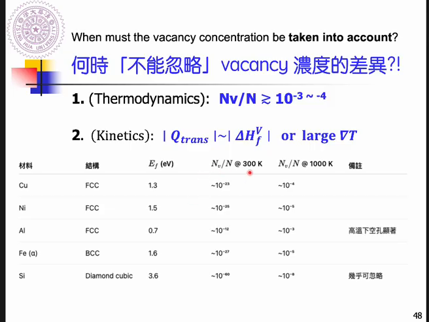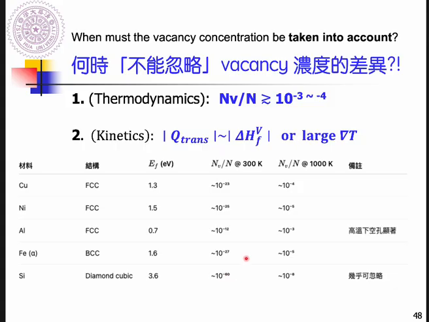But at atmospheric room temperature, the vacancy fractions range from 10^-23 for copper, 10^-25 for nickel. For aluminum it is larger, 10^-12. However, actually it's quite small. And if you move to silicon, it's even smaller.